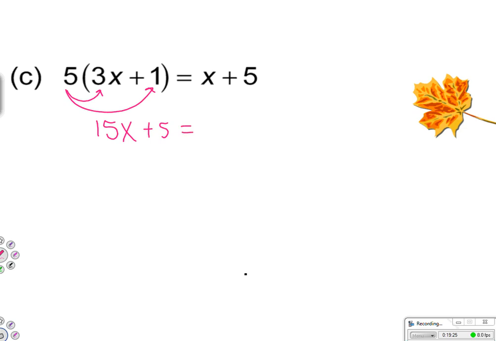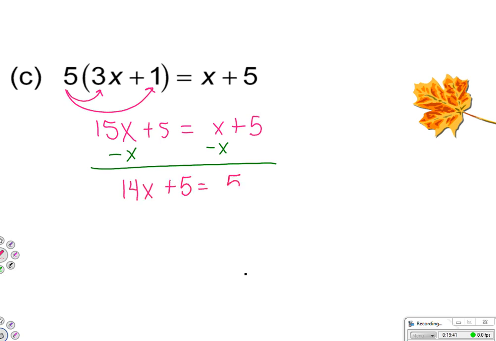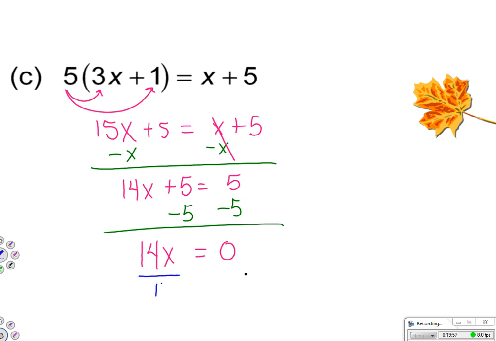And that equals x plus 5. Let's subtract an x. Now I'm down to 14 of them. 14 x's plus the 5 equals the 5, because we know that this zeroes out. Subtract the 5. There's that 14x equals 0. Now if I divide by 14, I get x equals 0.